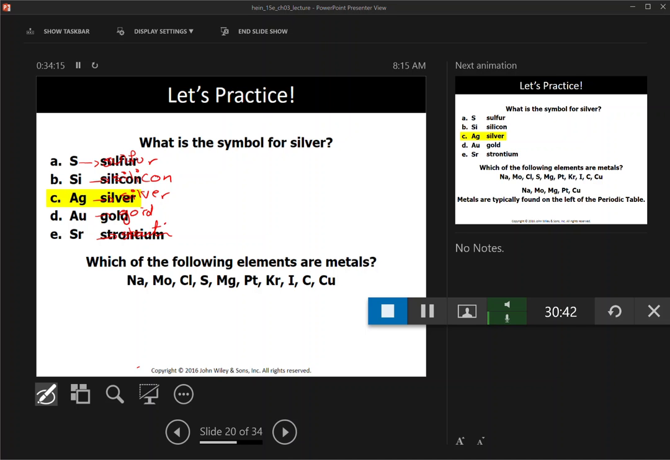Now let's do another example. Which of the following elements are metals? In order to answer this question, you have to look at the periodic table. Based on the location, you can tell if something is metal or non-metal. So let's find sodium in the periodic table. Is sodium a metal or non-metal? Metal. Very good.